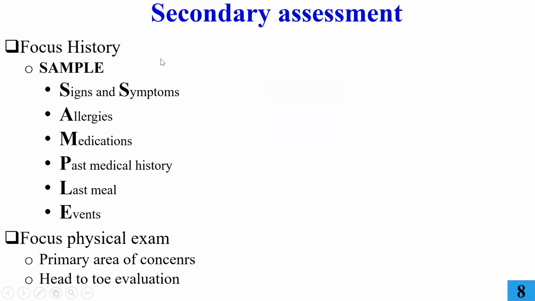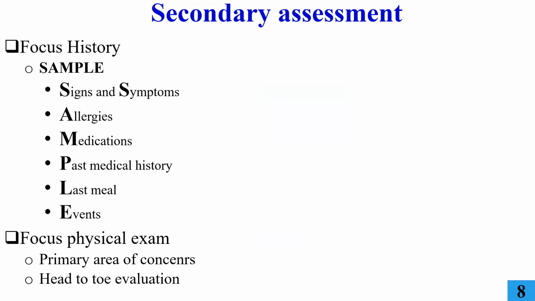So the first initial evaluation is: is the child conscious? Is he breathing? And what's the color? The primary evaluation, which is the second evaluation, is A, B, C, D, E, F. The secondary evaluation is SAMPLE: sign and symptom, allergy, medication, past medical history, last meal, and event. Okay, and also we do a focused physical exam, primary area of concern, and then we do head to toe.